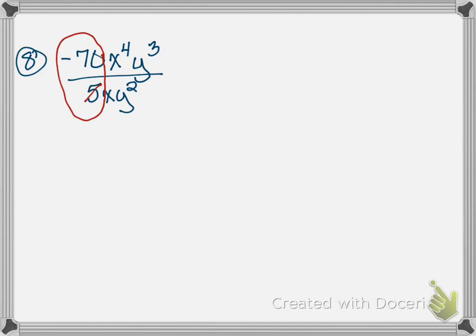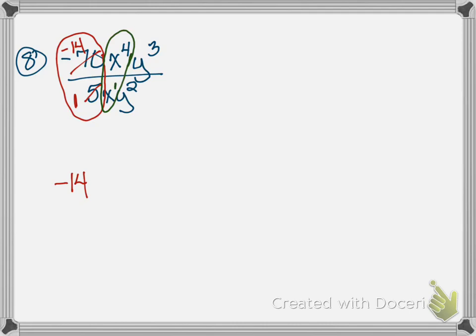5 goes into 5 one time. 5 goes into 70 14 times, but don't forget that negative. So we're going to have negative 14. So negative 14 is going to be part of our answer. Okay, then we're going to look at our x's. I have x to the 4th on top, and don't forget on the bottom I have x to the 1st.